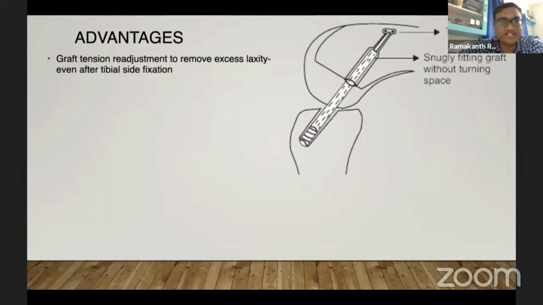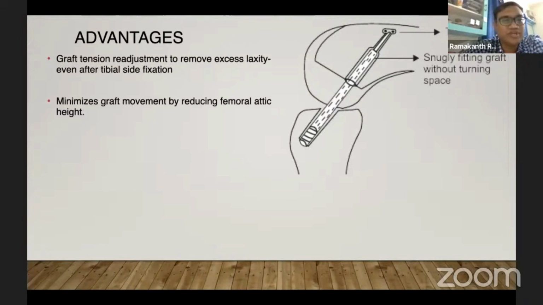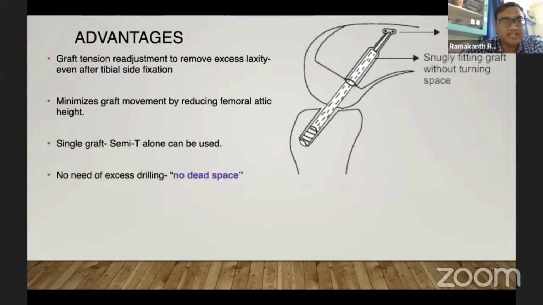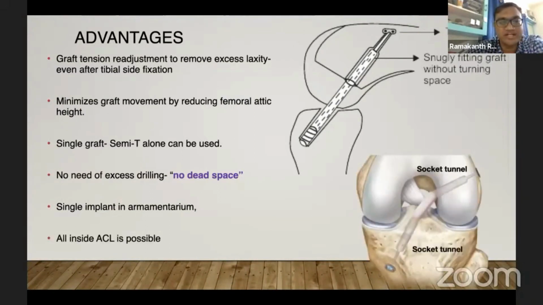So the advantages here are graft tension. Graft tension can be readjusted even after tibial side fixation in the adjustable loop. There is minimum graft movement by reducing the femoral attic height, so there is no dead space inside the femoral socket. A single semi-T graft can also be used with the adjustable loop, where we can determine how much of the graft needs to be deposited into the femoral socket, and there is no need of extra drilling, so there is no dead space, and a single implant is sufficient in the armamentarium.